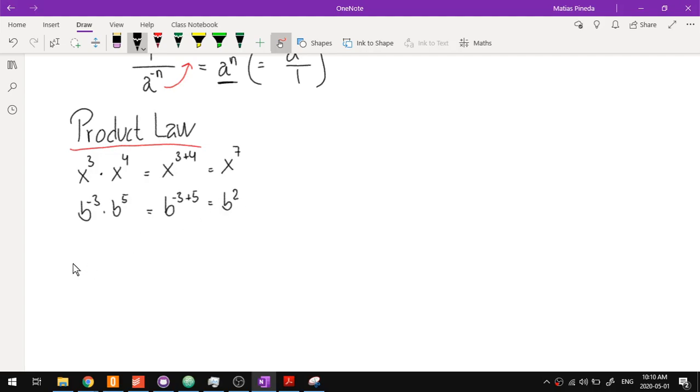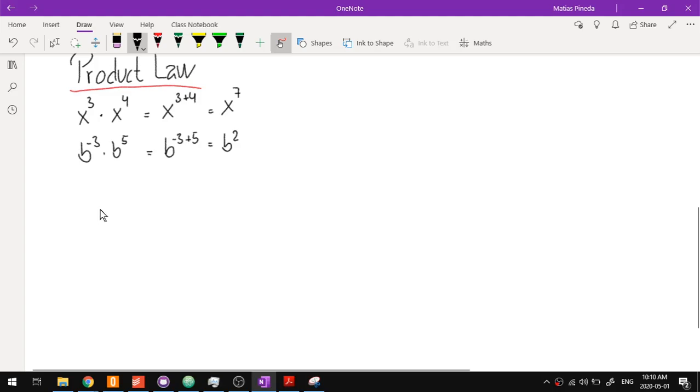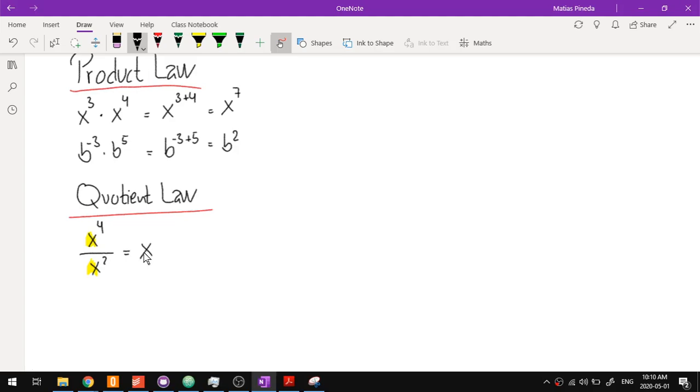Okay. Let's look at the next exponent law, the quotient law. So we have a quotient, so x to the power of 4 divided by x squared. Again, we need to have the same base. The base in the numerator is x, the base in the denominator is x, which means we can apply the quotient law. We can subtract the two exponents, so it's going to be x to the power of 4 minus 2, which equals x squared.